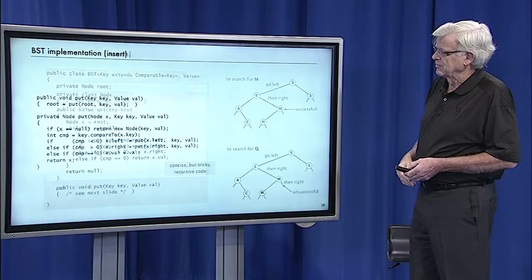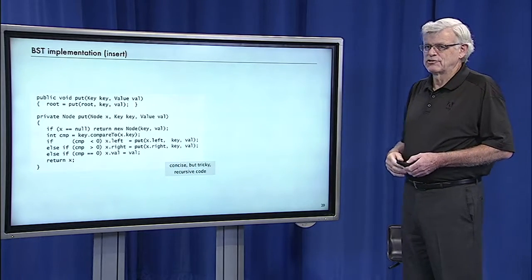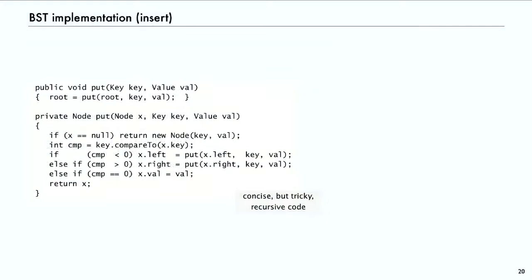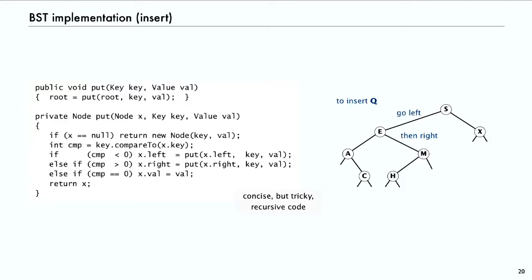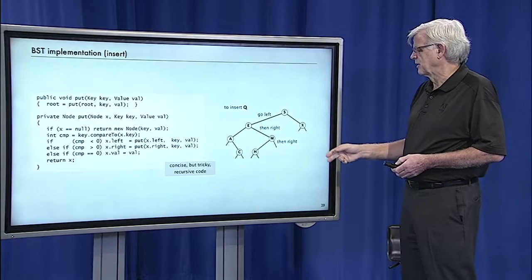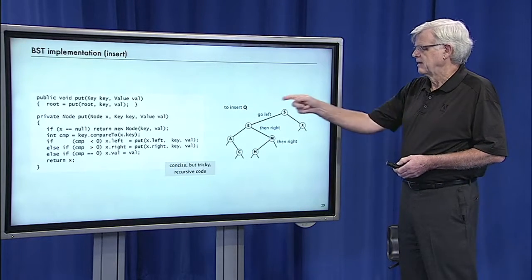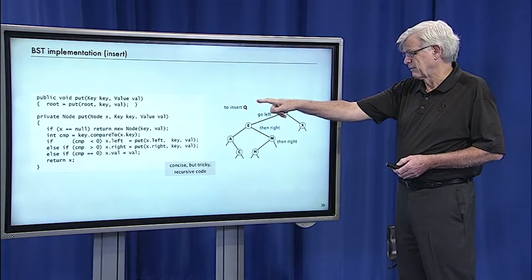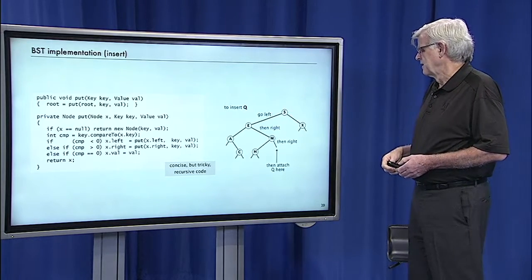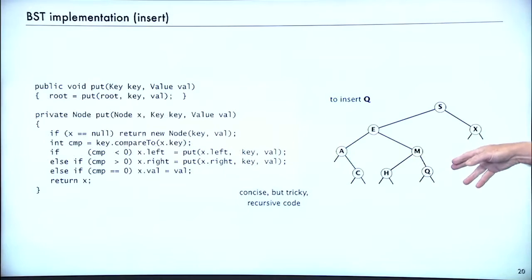So that's an unsuccessful search. Now, what about insert? So this is the code for insert out of the algorithms book. And essentially what it does is when we do an unsuccessful search and we come to a null link, say to insert q, we get to the same place. But then what it does is create a new node for q. That's x, first line, x equals null, return new node. And then attaches it there.